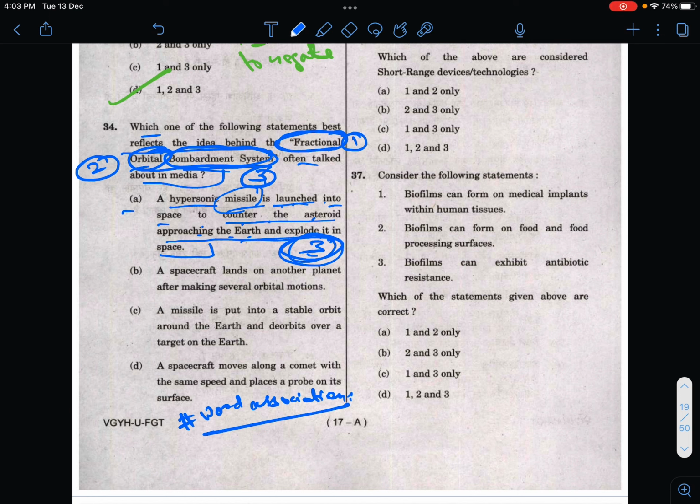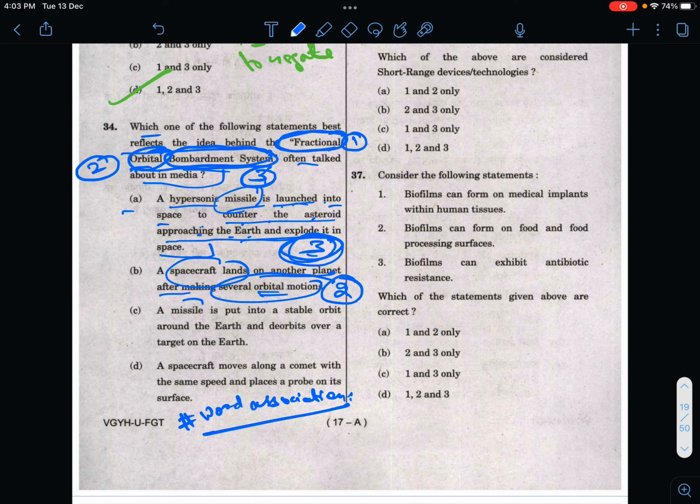Option B says a spacecraft lands on another planet after making several orbital motions. This only talks about the first keyword, and about the second keyword, that is orbital. I don't see fractional or anything related to bombardment. Let's hold, and let's still go and read the next statement.